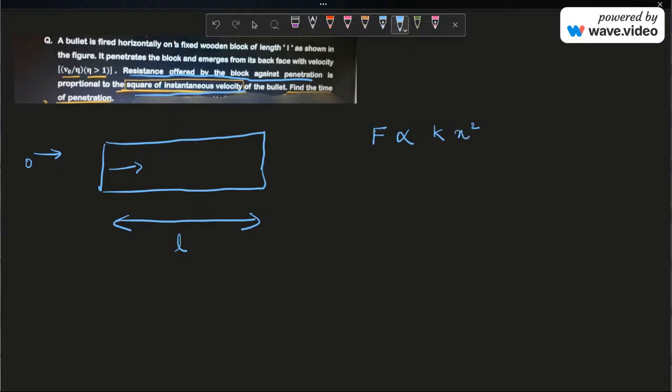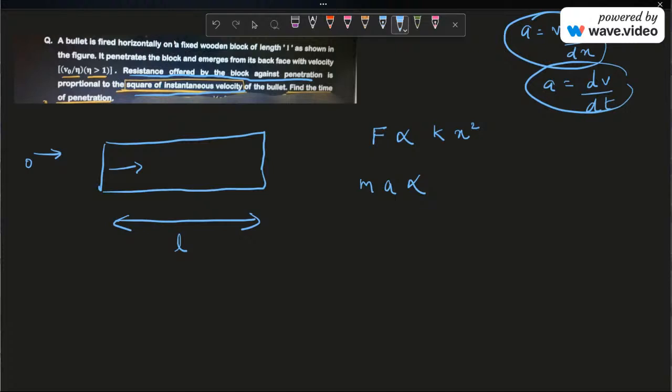Now, since F is mass into acceleration, acceleration can be written in two ways. Most of the Irodov questions in which calculus is demanded would be on acceleration only, because acceleration has two ways to be written. Acceleration is equal to v dv by dx, and acceleration is equal to dv by dt. When we use these two ways interchangeably, one gives a relation of acceleration with distance and one of acceleration with time. So let us come back to this problem.